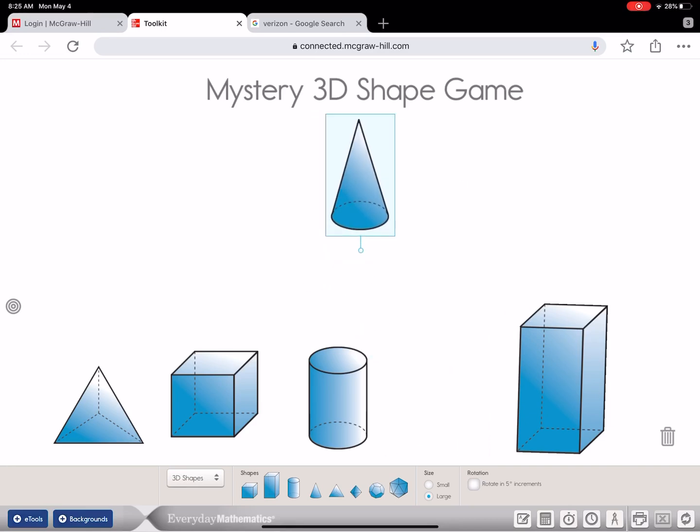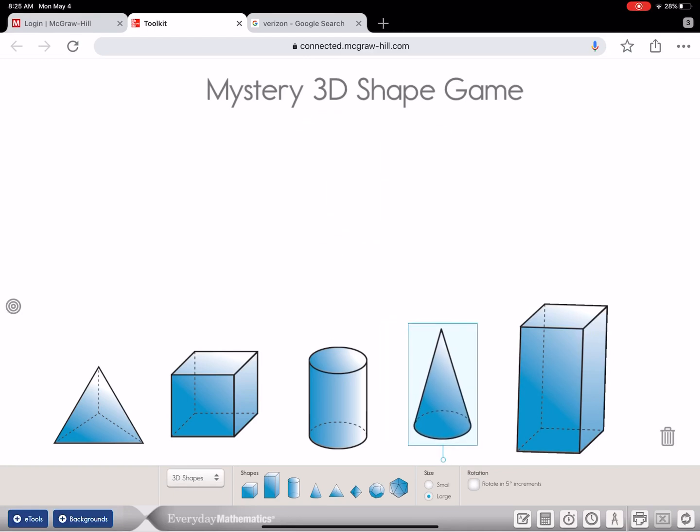Dun da da da! I'm thinking of a cone. A cone has a vertex. This is a vertex, the point at the top, and it has a circle face at the bottom. All right, let's move on. Next clue.